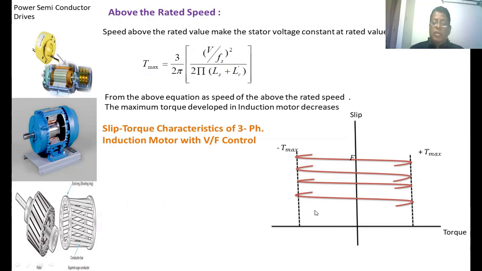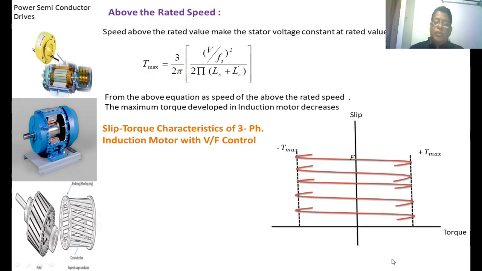Suppose you want to run the motor at a very low value. The maximum torque developed in the induction motor will be the same, but during braking, the maximum torque developed in the induction motor will increase because we increase the V by F ratio. If it is decreased further, suppose you want to run the motor at very low speeds, then you have to increase the V by F ratio, which affects the maximum torque developed in the induction motor during braking, but in motoring it is constant.